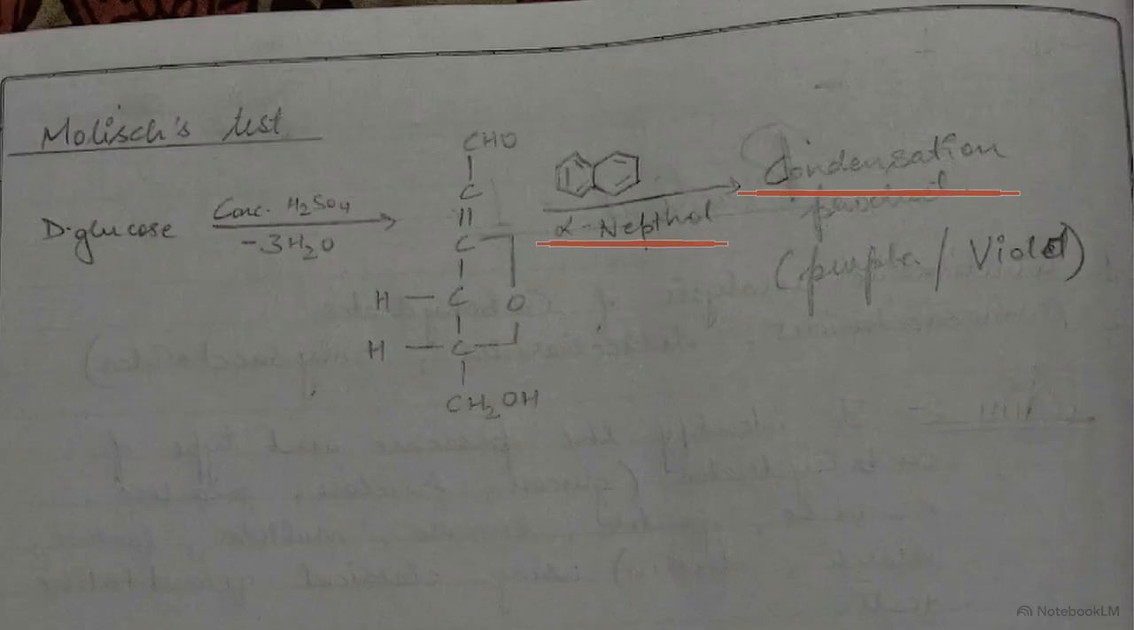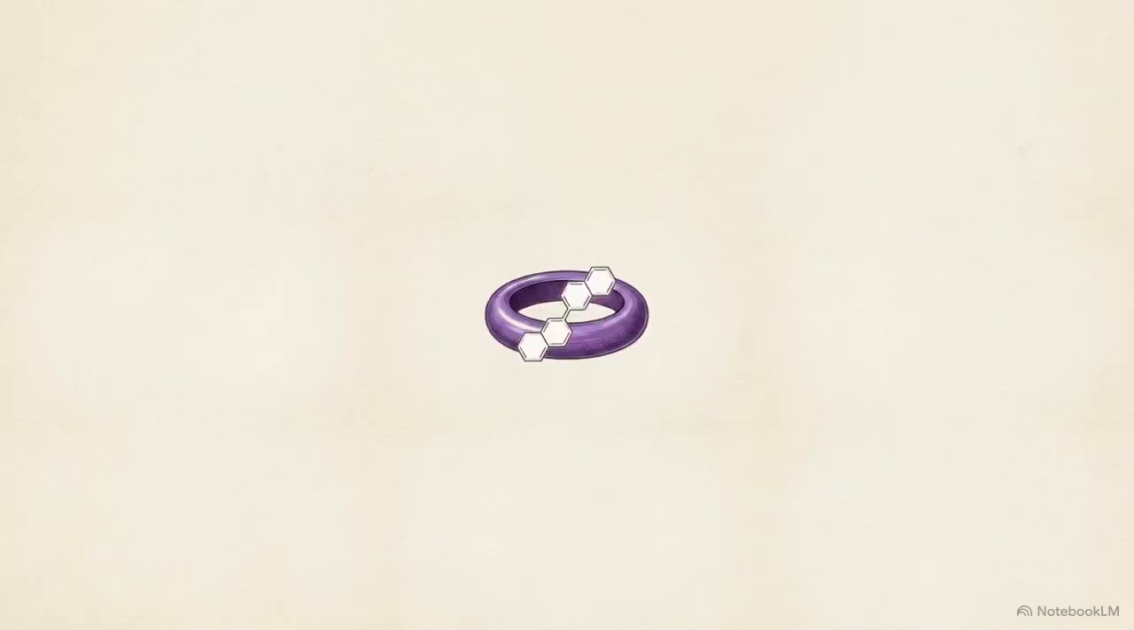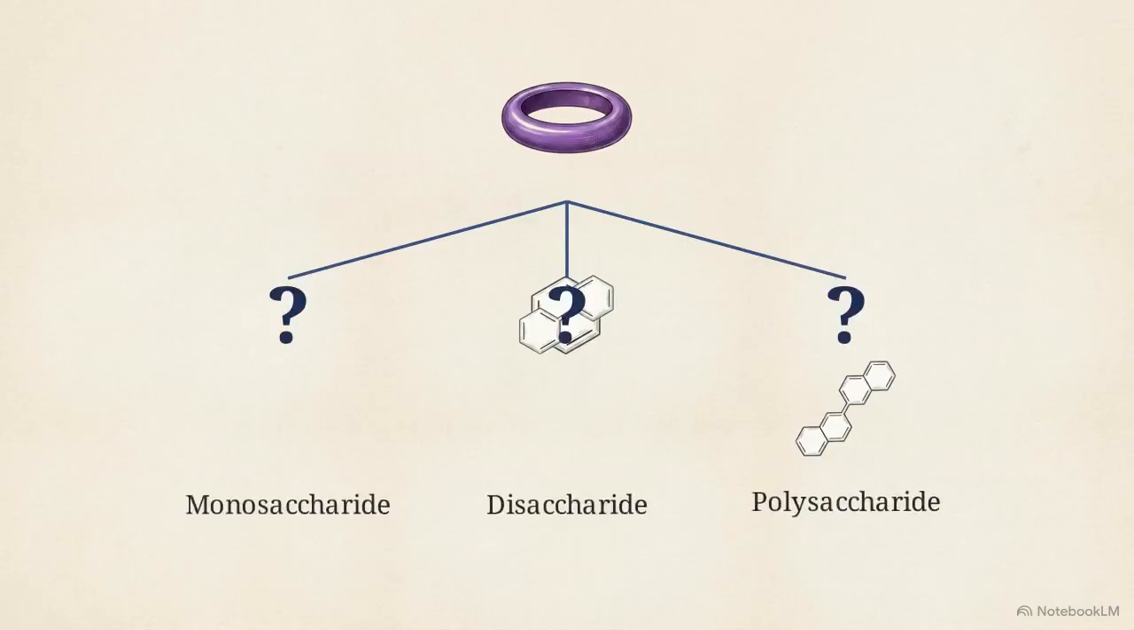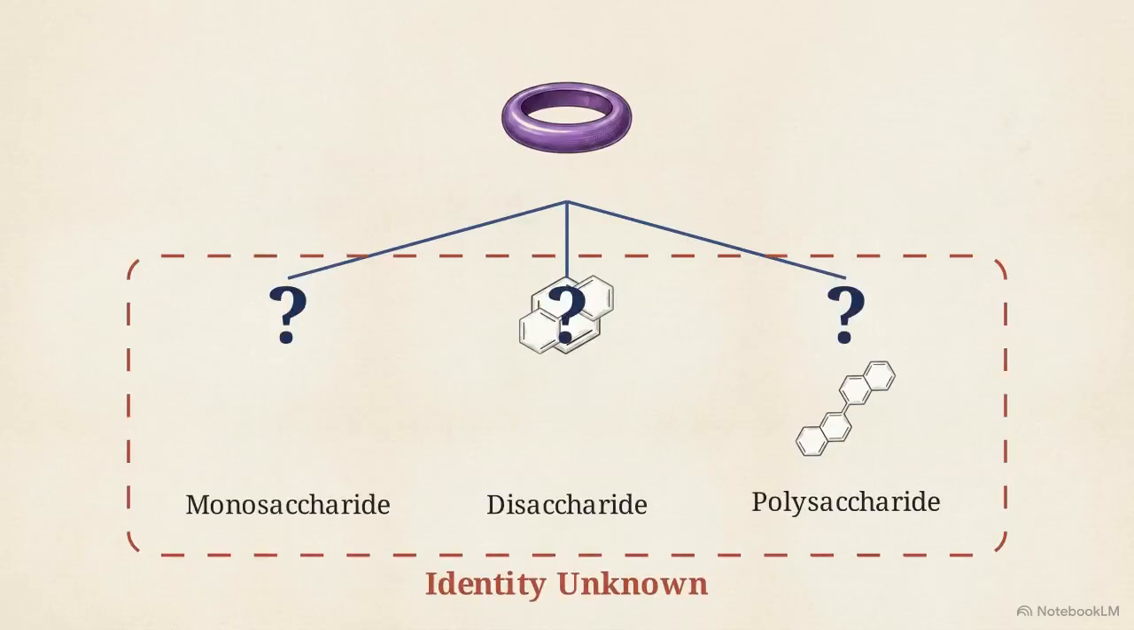When performed correctly, a violet or purple ring will form precisely at the interface of the two liquids. While this purple ring proves a carbohydrate is present, it does not distinguish between types. To isolate the exact molecule, we must apply more specialized tests.